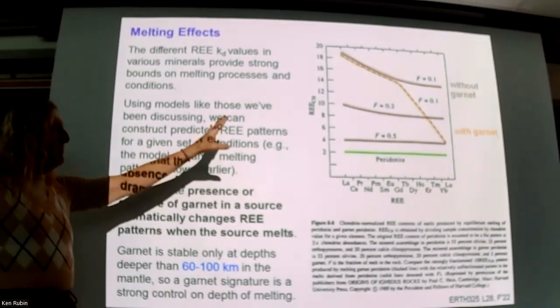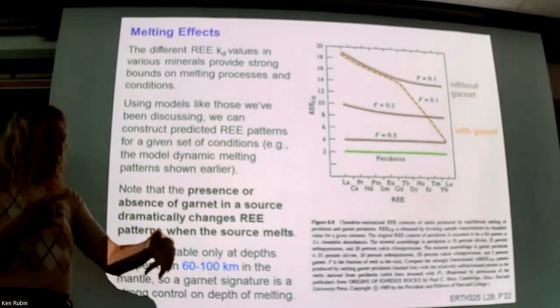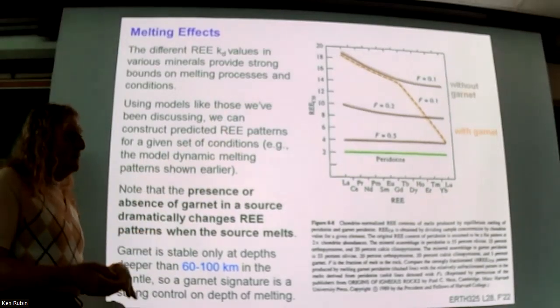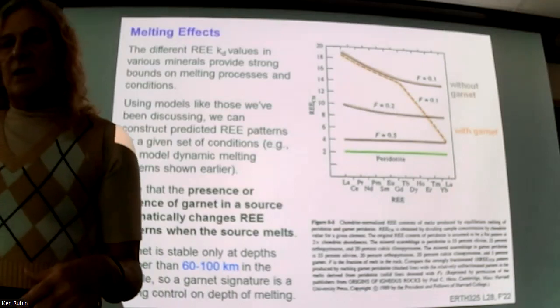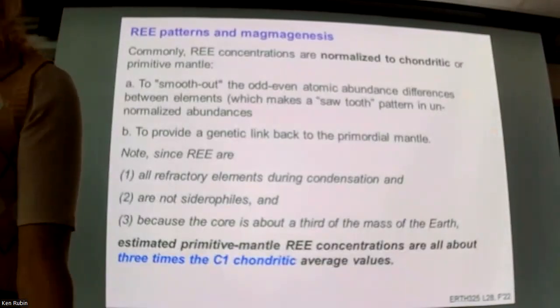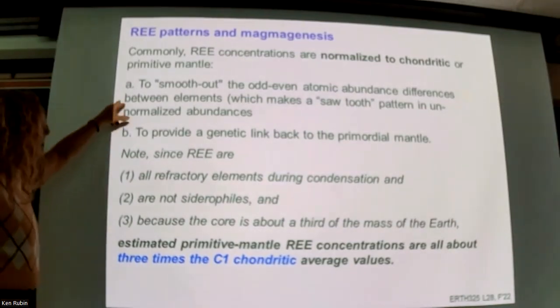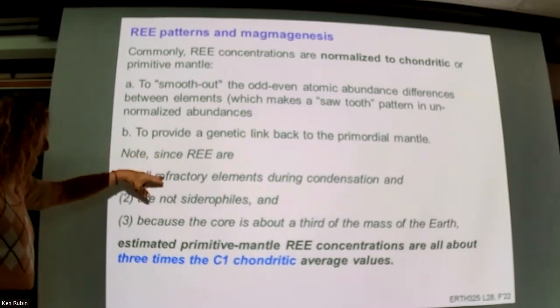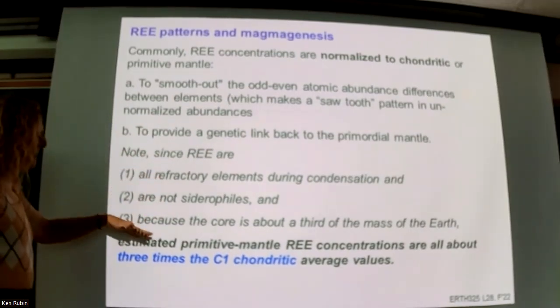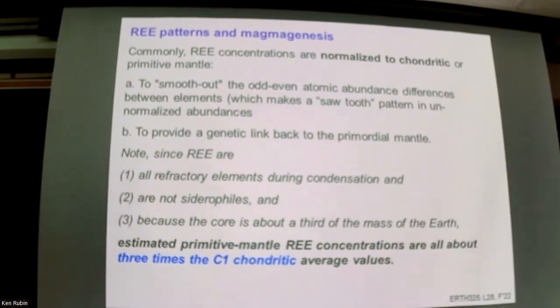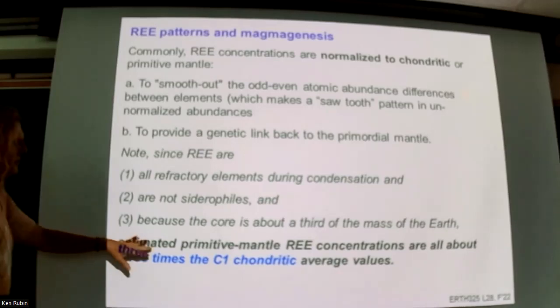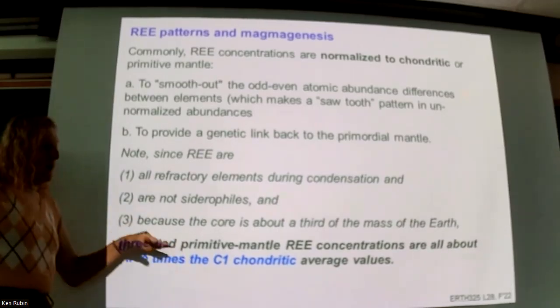And once the melting has been modeled, to also look at the possibility of some of these funny accessory phases that can also partition some of the rare elements in unusual ways. So this slide just summarizes some of what I just said about, for instance, why the rare earth elements as a group we think have relative abundances that are chondritic, absolute abundances are something like 2.5 to 3 times the chondritic value.